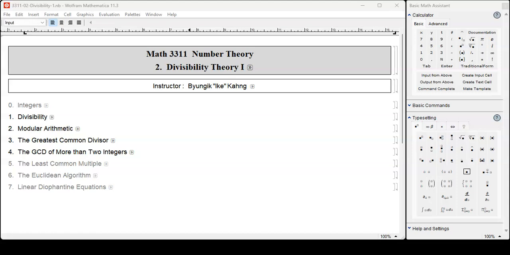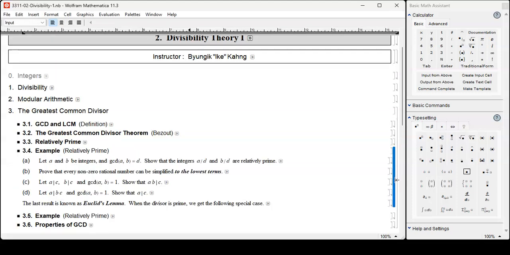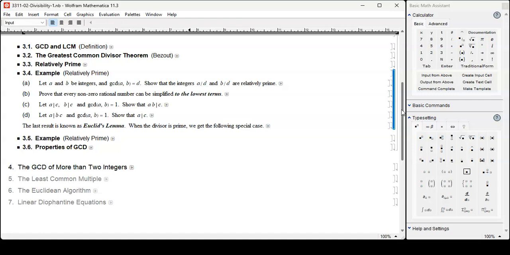Hello students, welcome back. Let us resume our discussion in section 3. Previously, we completed this example problem. Remember?